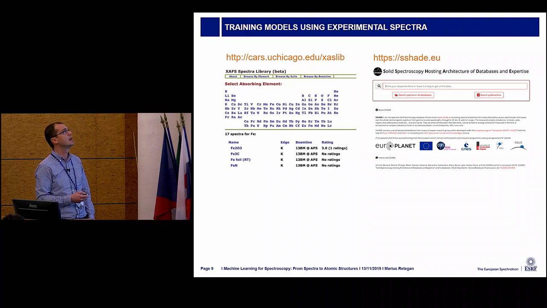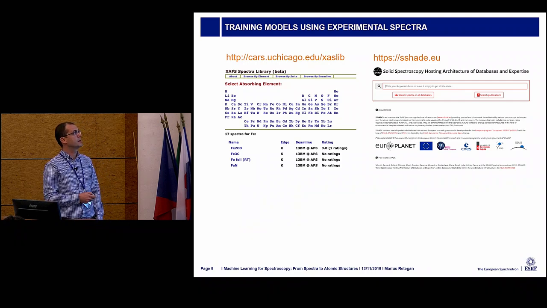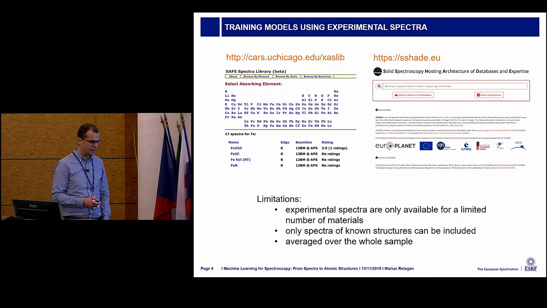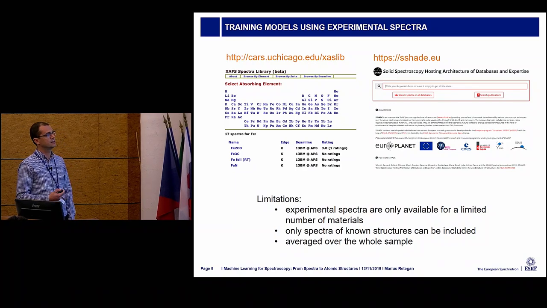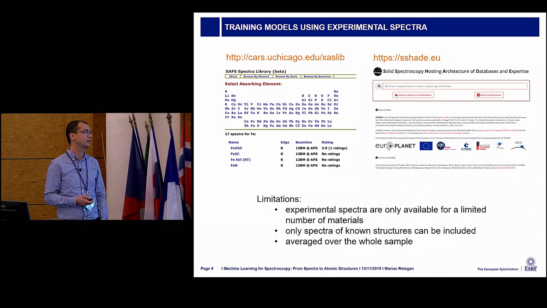You could think that the best way to train such a network is to use experimental data, because that's what you're trying to reproduce. And there are already a number of databases online that gather experimental spectra. You have one here in the US and one in Europe. The problem with using experimental data is that you have a few limitations. First of all, it's only available for some of the materials. It's a number that is way inferior to what you actually need to train a network to do predictions.